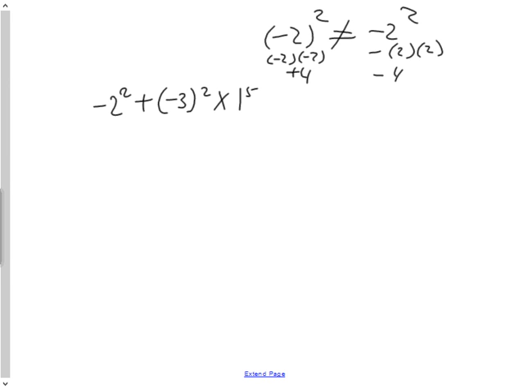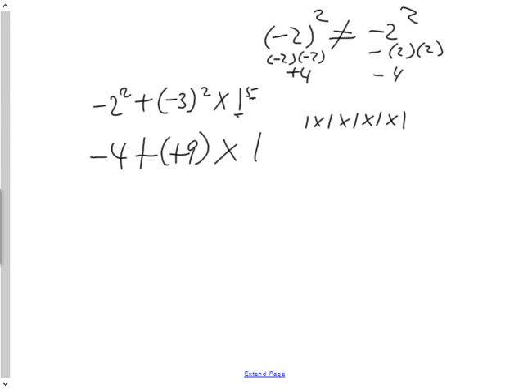So therefore, this one here has a standard form value of negative 4, plus this one here would have a standard form value of a positive 9, because we have negative 3 times negative 3, which is positive 9. And 1 to the exponent of 5 is 1 multiplied by itself 5 times. 1 times 1 is 1, etc. It's still going to be 1 in standard form.